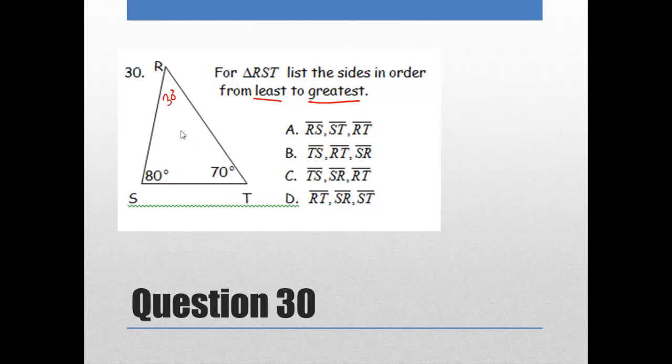30-degree angle. So I know that my smallest side is going to be across from the 30-degree angle. So my smallest side is going to be ST or TS. So I know it's going to be B or C. Now my next smallest side is going to be across from the next smallest angle, which is 70. So across from 70 is RS. And then across from 80 we should have RT. So our correct answer should be TS, RS or SR, and RT. So the correct answer is C.